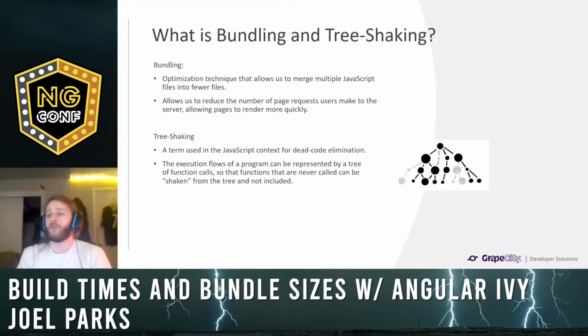Now just a quick overview on bundling and tree shaking. Bundling is the optimization technique that allows us to merge multiple JavaScript files into fewer files, and that allows us to reduce the number of page requests users make to the server, allowing pages to render more quickly. Tree shaking is a term used in the JavaScript context for dead code elimination. The execution flows of a program can be represented by a tree of function calls, so that functions that are never called can be shaken or removed from the tree and not included in the final bundle.